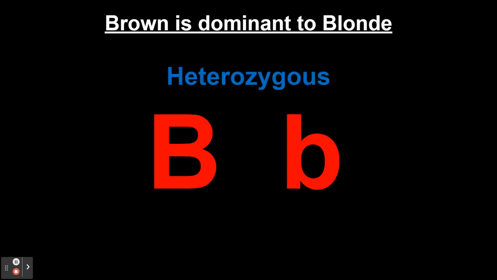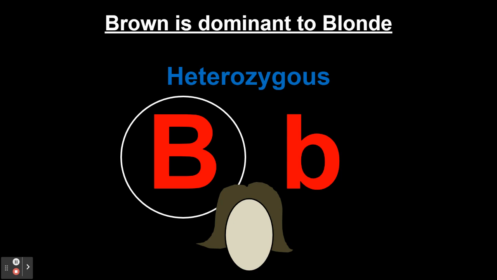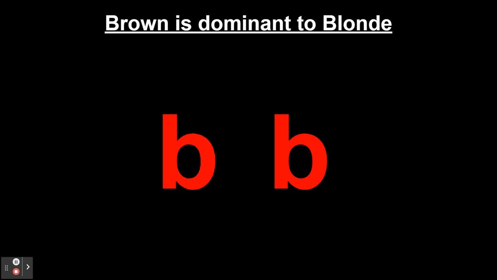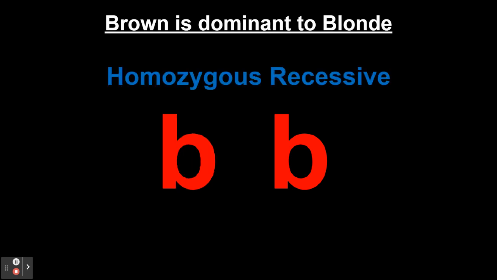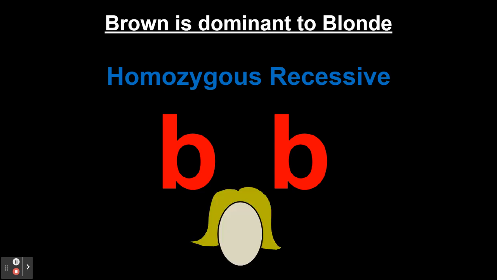Remember, homozygous means same, and they're both dominant. Now, if I have one big and one little, that's heterozygous. And since I still have at least one dominant, that's also going to be brown. And little b, that's homozygous recessive. So they're both the same, both recessive. And that's the only way to get the recessive phenotype, which would be blonde.